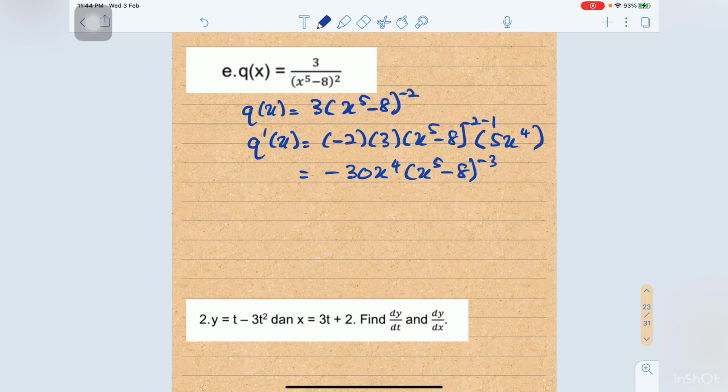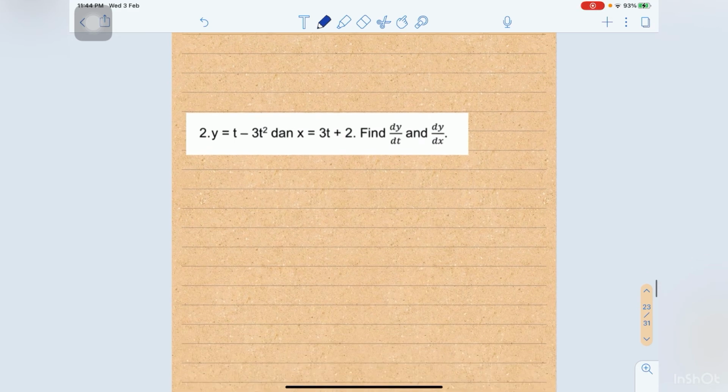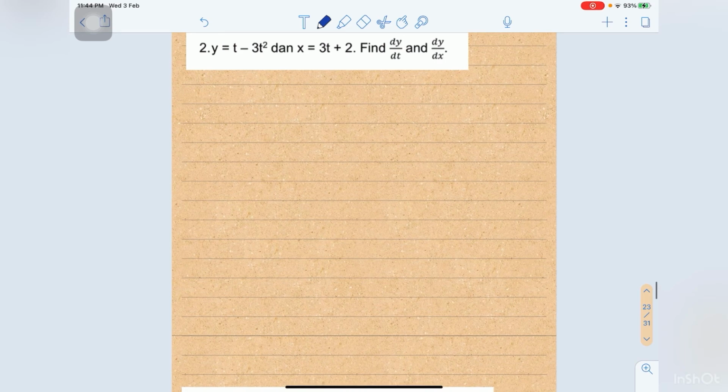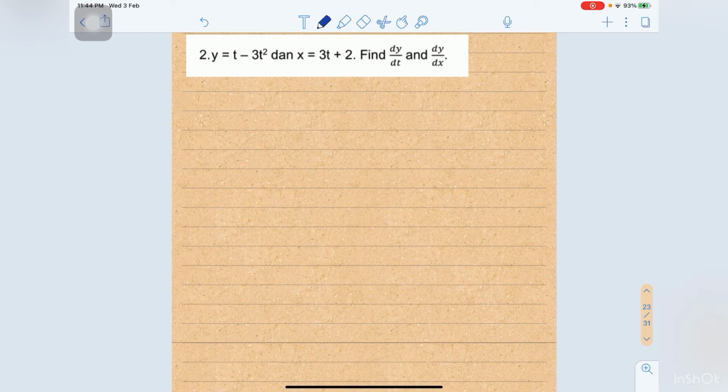So the last one here, we have y in terms of t and x in terms of t. y equals t minus 3t² and x equals 3t plus 2. Find dy/dt. So here we have y equals t minus 3t². dy/dt equals 1 minus 6t. Done.